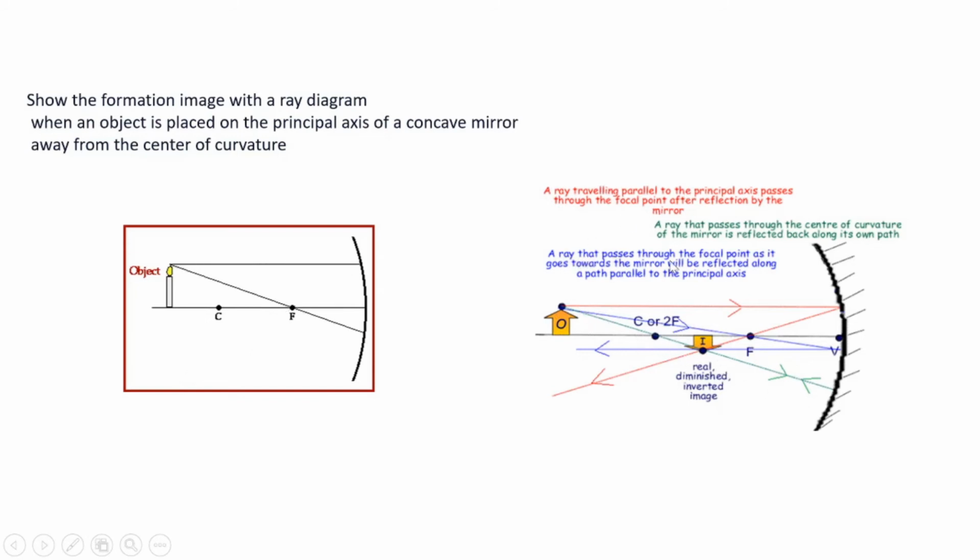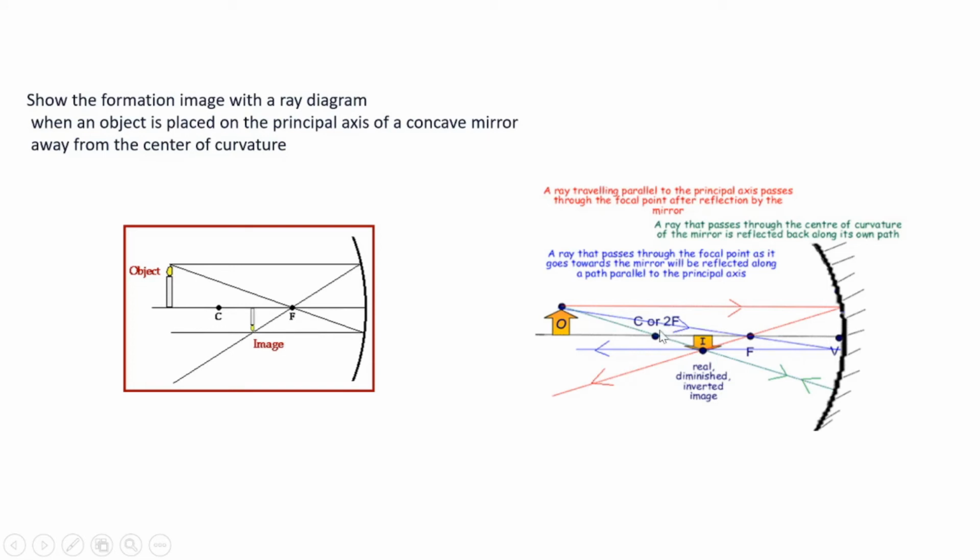The ray that passes through the focal point as it goes towards the mirror will be reflected along a path parallel to the principal axis. Now the blue ray is passing through the focal point. It goes towards the mirror and will be reflected parallel to the principal axis.